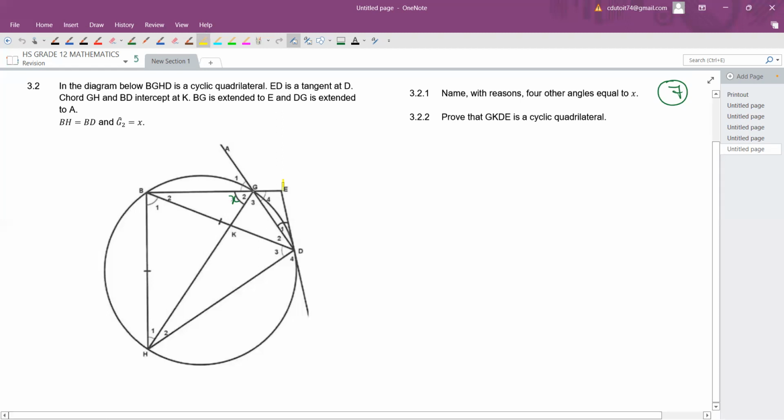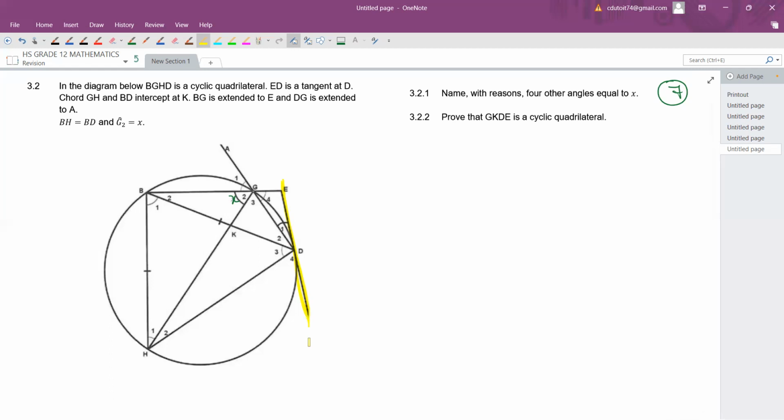So this yellow line here is a tangent. Okay. Good. So G2 is X. Can anyone find another angle equaling X? We need to get 4.